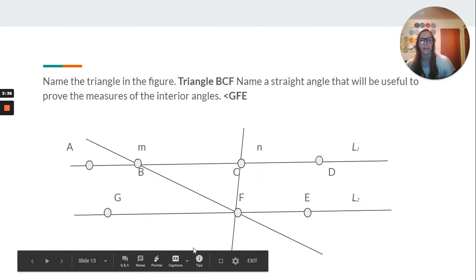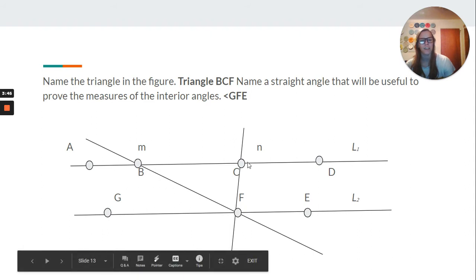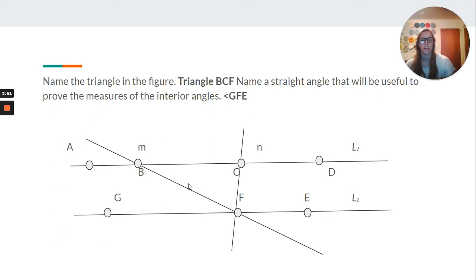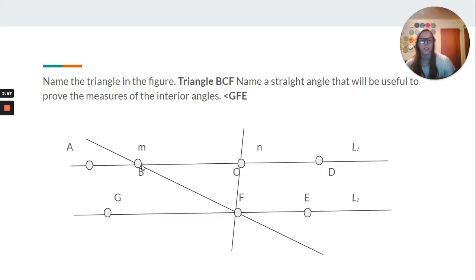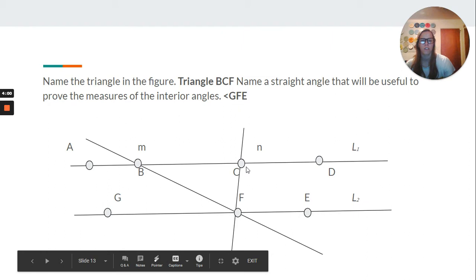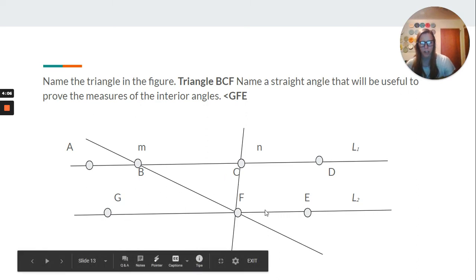So you can see that we would have angle CBF and angle BFG would be alternate interior angles, and BFC and this one up here or down here, those would be alternate interiors, this would be corresponding.